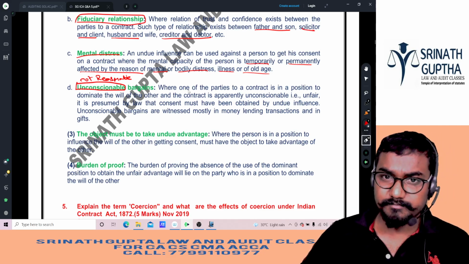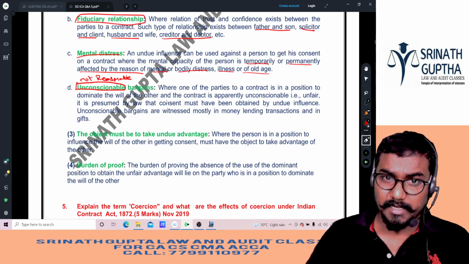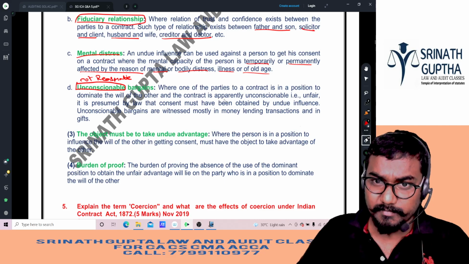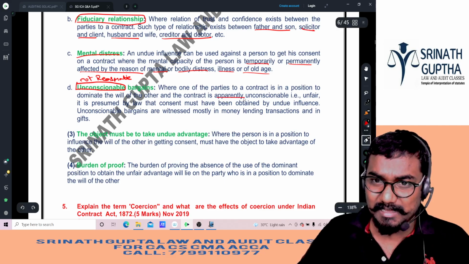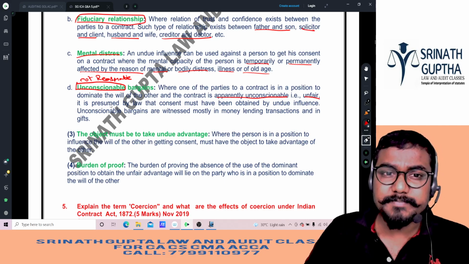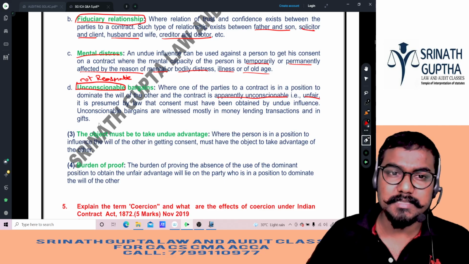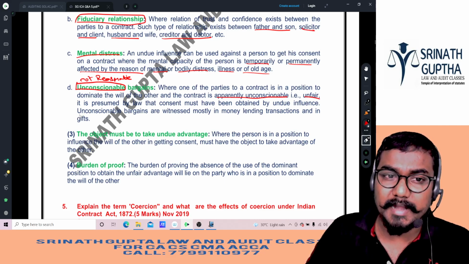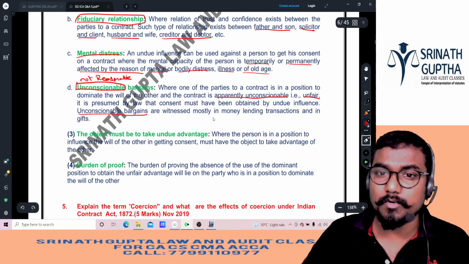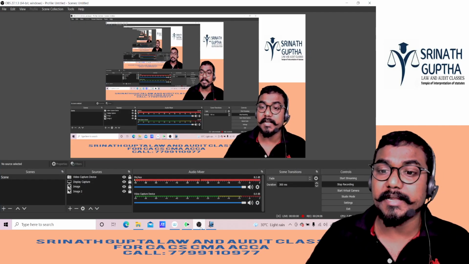So where one of the parties to a contract is in a position to dominate the will of the other, and the contract is apparently unreasonable, that is unfair, it is presumed by law that consent must have been obtained by undue influence. Unconscionable, that is unreasonable, bargains are witnessed mostly in money lending transactions. Which transaction? Money lending also.